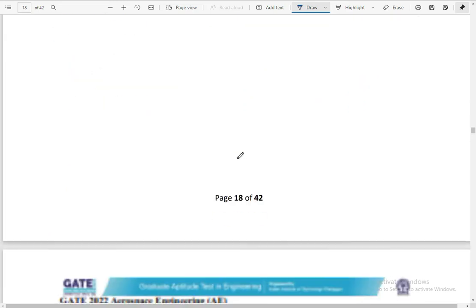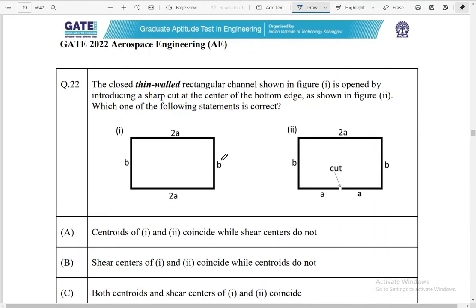Next question: the closed thin walled rectangular channel shown in the figure is opened by introducing a sharp cut at the center of the bottom edge. So one is fully closed, and in the other the sharp cut is there, that is the open one. Which statement is true?